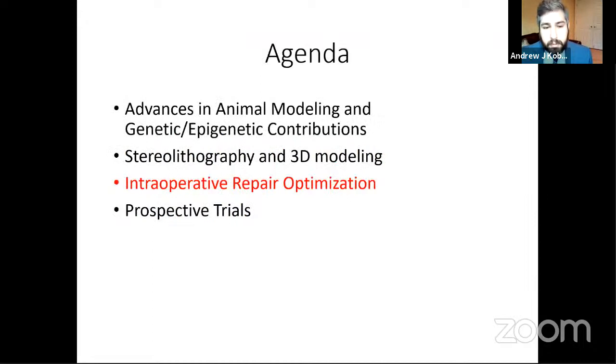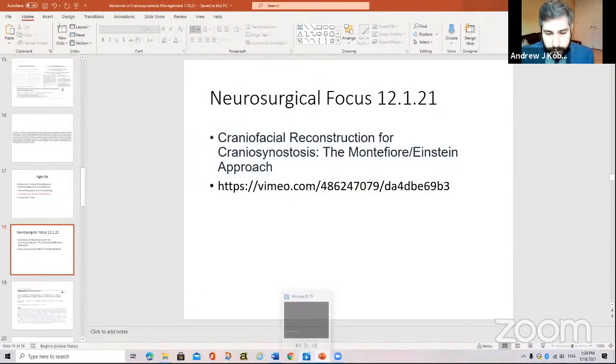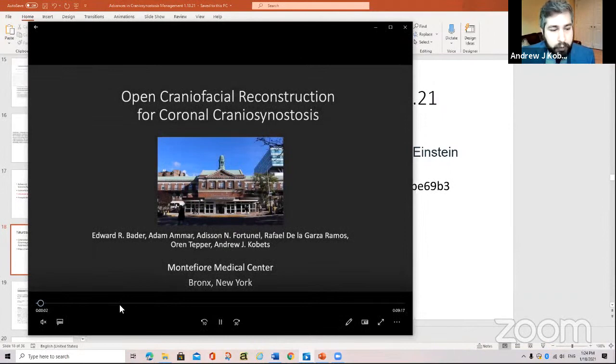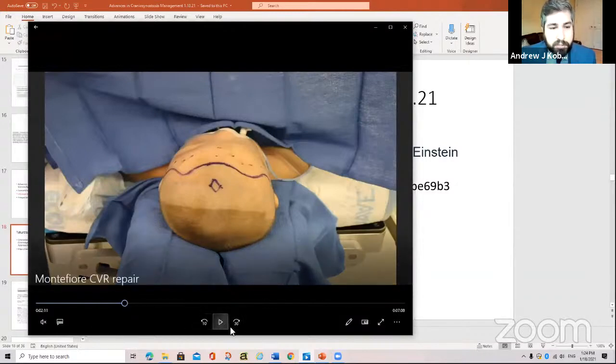Now, I just want to discuss a little bit how we're leading the charge in regards to not only providing these models, but also evaluating intraoperatively, in real time for the patient, whether our reconstruction is meeting the goals based on our preoperative models. I can jump over very briefly to a video that we recently had accepted to Neurosurgical Focus, where we describe the technique that we're using at Montefiore Medical Center, that Dr. Tepper, Dr. Goodrich, and Dr. Abbott have been working on for quite some time.